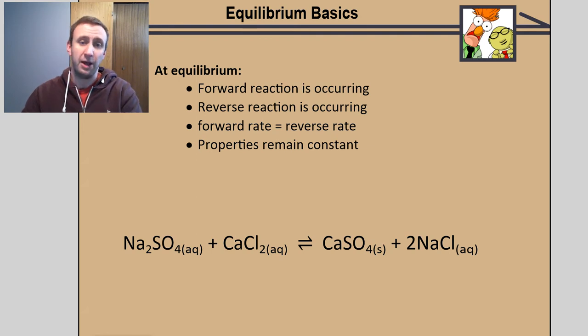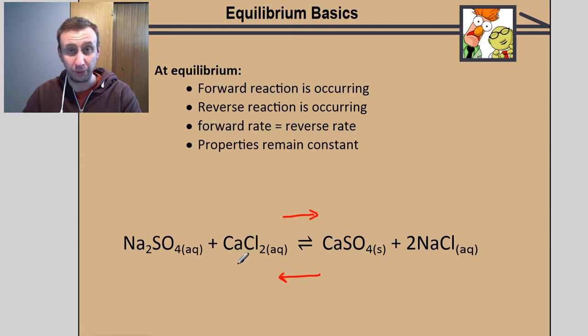At equilibrium, the forward reaction is occurring, the reverse reaction is occurring. So here I have an equilibrium written out to refer to. So let's say I have sodium sulfate and calcium chloride reacting to make a calcium sulfate precipitate and sodium chloride. And let's say that I have an equilibrium for this reaction. So what that means is I have these two reactants that are meeting up in solution, right, and forming these two products. So that would be the forward reaction. But I also have this product reacting with this reactant, which causes the reverse reaction, so product going to reactants.